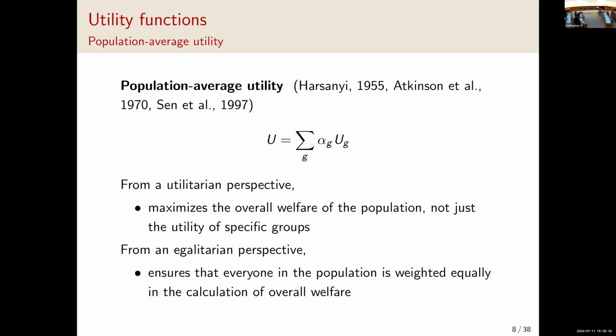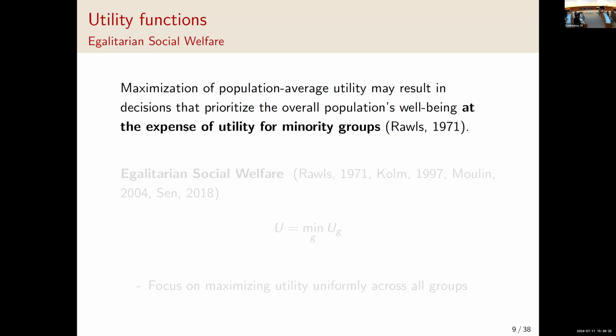Although this is perhaps the simplest and most common approach of calculating the social welfare, people have been arguing that maximization of this population average utility may sometimes result in decisions that prioritize the overall population's well-being at the expense of utility for minority groups. And this is especially the case if the treatment effect in the minority group is very different from the rest of the population. And in that case, we might assign a treatment rule that is not appropriate for that minority group.